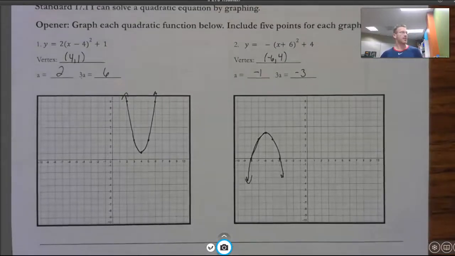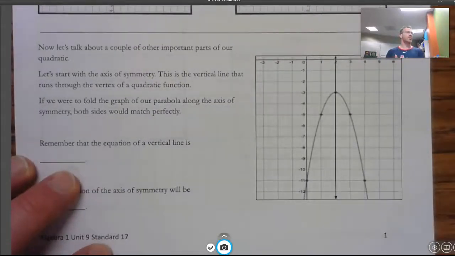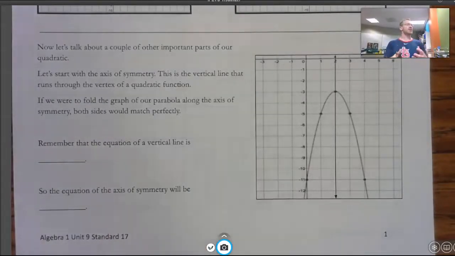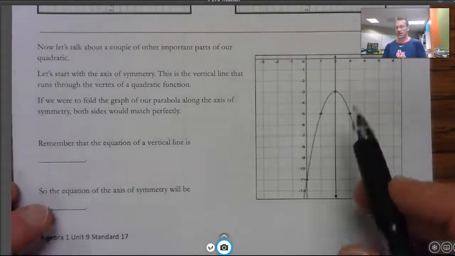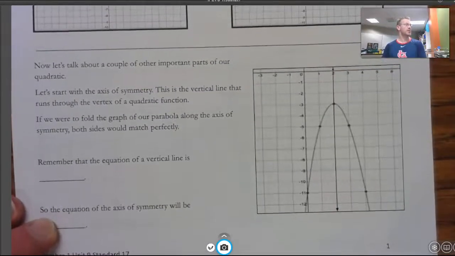So let's talk about a few of those things. Let's scroll down here to the bottom of the page. The first thing that we're going to talk about is something called the axis of symmetry. We've referred to this in general terms this year. We've talked about the symmetry, but there's actually a vertical line that runs through the vertex of a quadratic. You can see that I drew that in here on our example. There's our vertical line. That's our axis of symmetry.